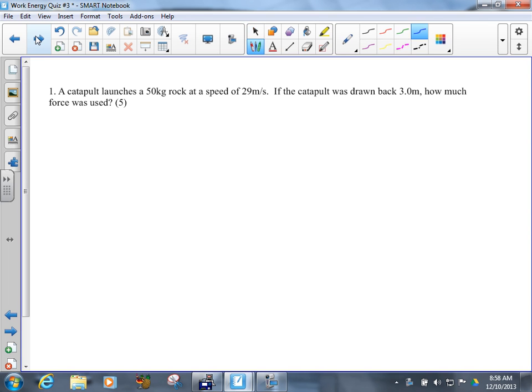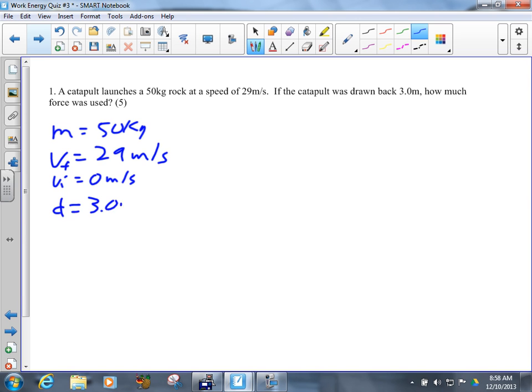So first mark is for their givens. We know the mass of the rock is 50 kilograms. We know the final speed of the rock is 29 meters per second, because we can assume that while it is sitting in the catapult, its speed is 0. They don't have to have written that, but that's fine if they did. And lastly, we know the distance that the catapult was pulled back was 3 meters. 1 mark for that.